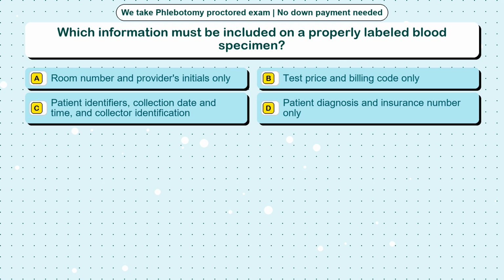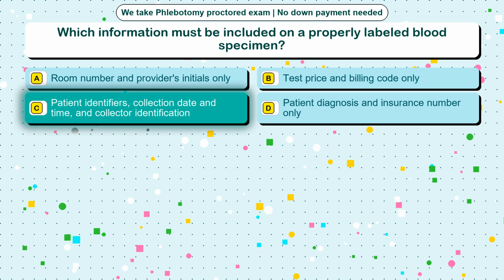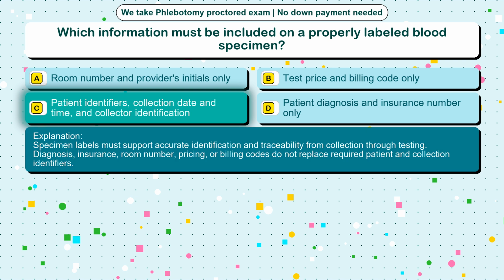Question 75. Which information must be included on a properly labeled blood specimen? Option A. Room number and provider's initials only. Option B. Test price and billing code only. Option C. Patient identifiers, collection date and time, and collector identification. Option D. Patient diagnosis and insurance number only. The correct answer is option C. Patient identifiers, collection date and time, and collector identification. Specimen labels must support accurate identification and traceability from collection through testing. Diagnosis, insurance, room number, pricing, or billing codes do not replace required patient and collection identifiers.